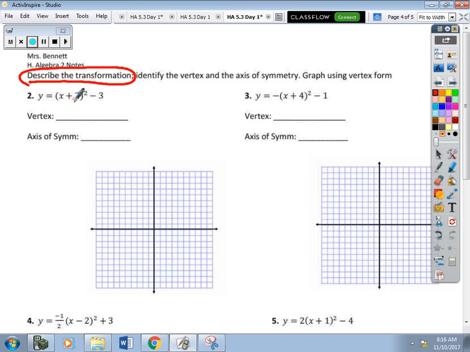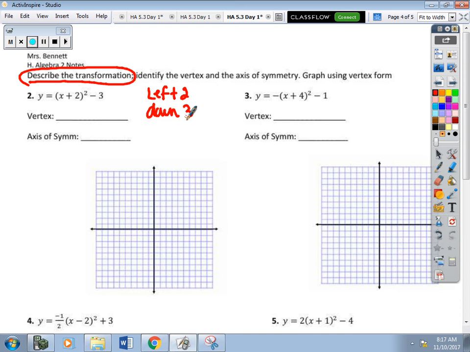So looking at this, what would be our shift in our translations based on we're describing the translation? What does the 2 tell me, and what does the -3 tell me? Ashley? Good. The main reason I like you to list that is so that when you find your vertex, you make sure that that is actually the way you're moving it, left and down.